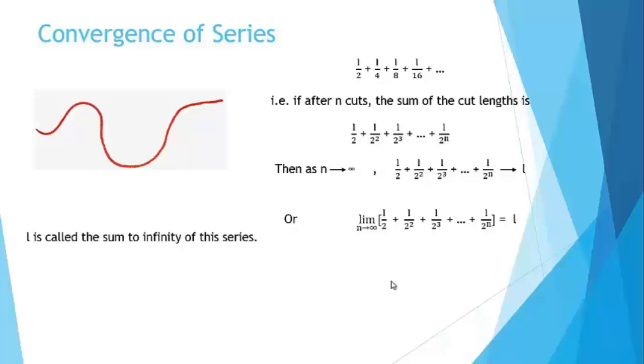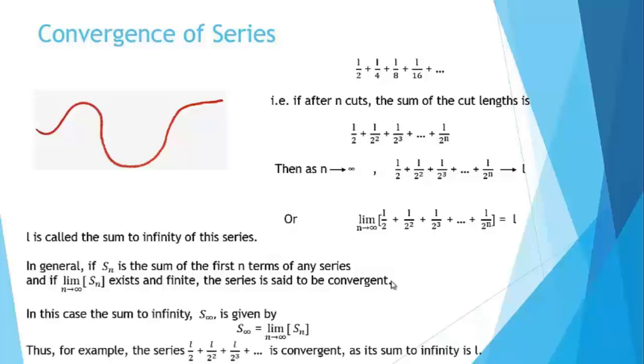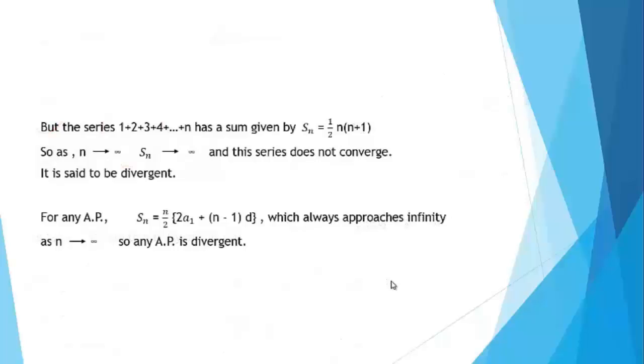In general, if Sn is the sum of the first n terms of any series, and if the limit of Sn as n tends to infinity exists and is finite, the series is said to be convergent. In this case, the sum to infinity S∞ is given by S∞ = limit of Sn as n tends to infinity. Thus, for example, the series L/2 + (L/2)^2 + (L/2)^3 and so on is convergent as its sum to infinity is L.